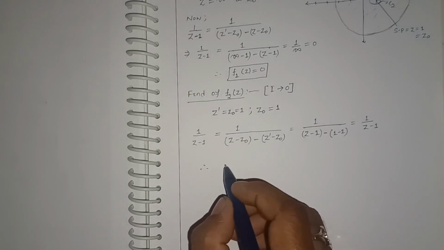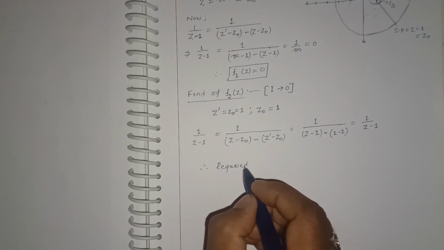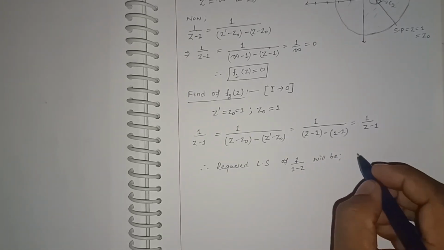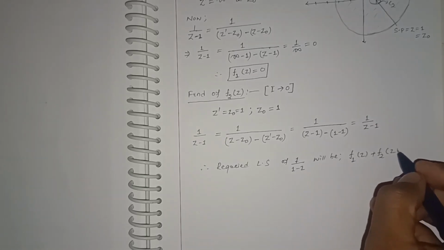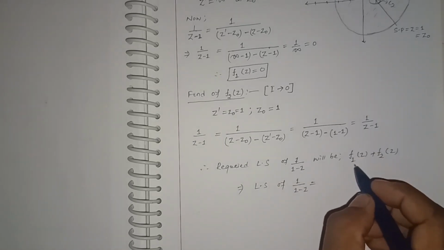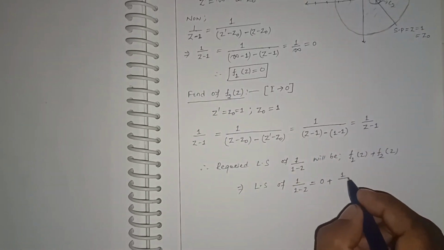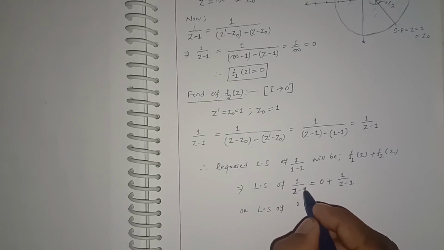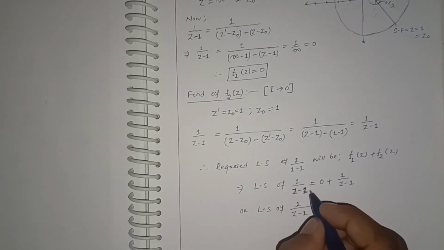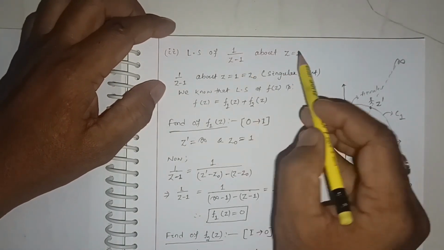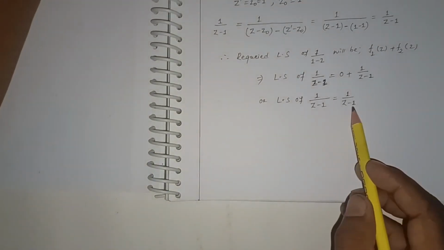Hence our required Laurent series of 1 by 1 minus z will be equal to f1(z) plus f2(z). That implies the Laurent series of 1 by 1 minus z will be f1(z), which we found 0, plus f2(z), which we found 1 by z minus 1. Or we can write the Laurent series of 1 by z minus 1 will be equal to 1 by z minus 1. So the Laurent series of the given function 1 by z minus 1 about its singular point z equal to 1 will be equal to itself, 1 by z minus 1.